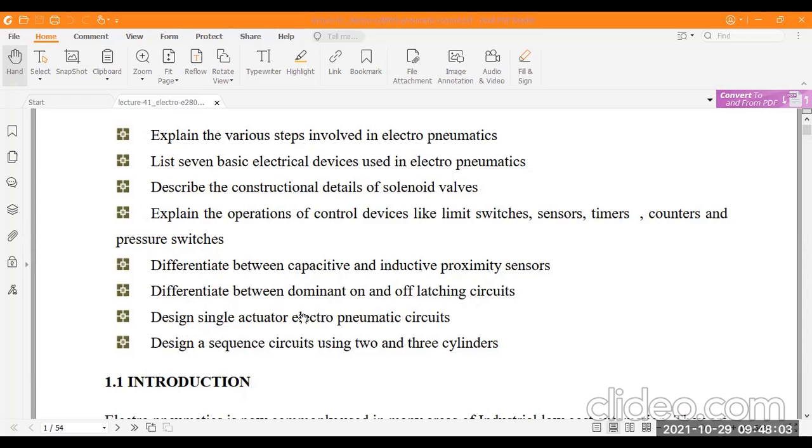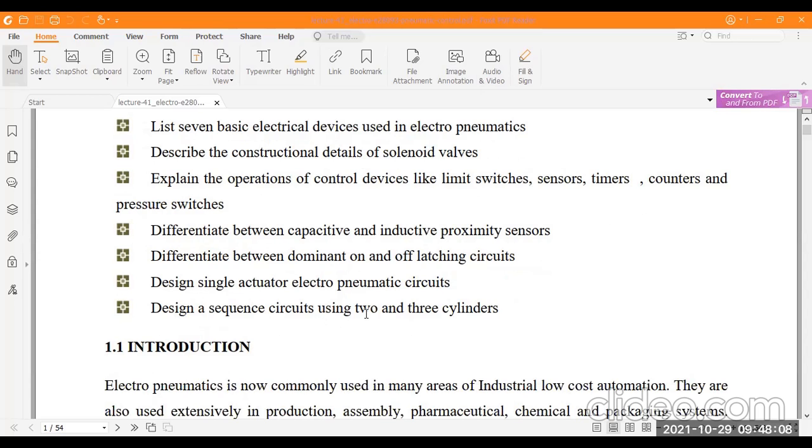Another, design single actuator electro pneumatic circuits. Another one, design a sequence circuit with 2 or 3 cylinders. Cylinder means air pressure. So I am giving the first idea: without air pressure, or without the flow rate of air, this pneumatic controller or pneumatic valve does not work. So air pressure is basically the input of the pneumatic controller part or pneumatic valve. I will give one example.